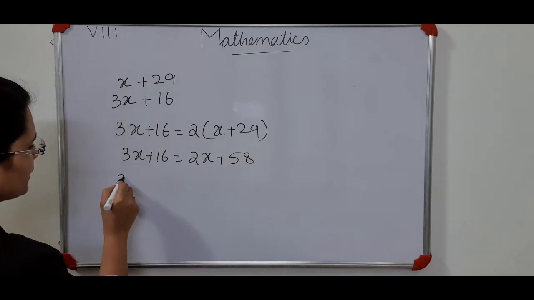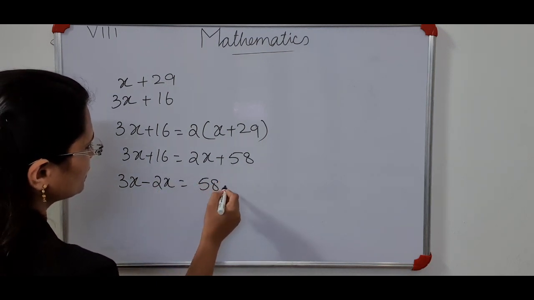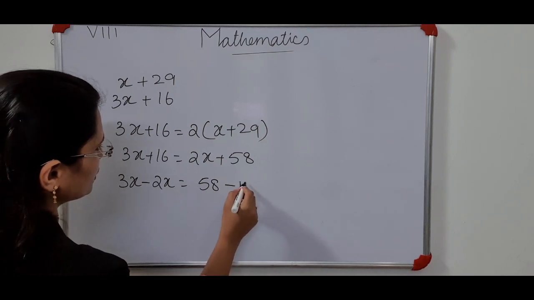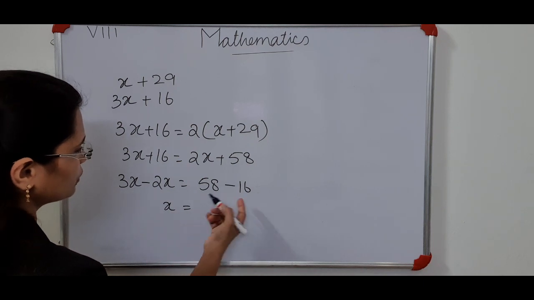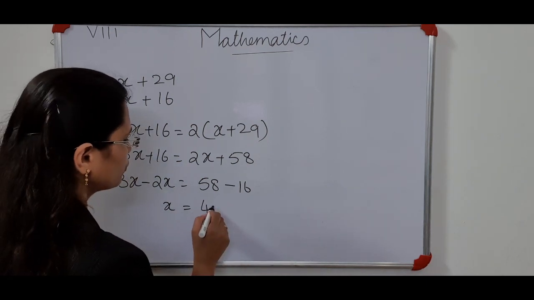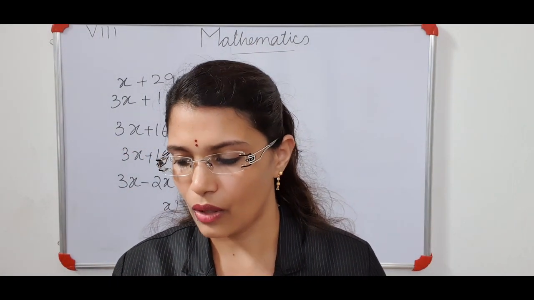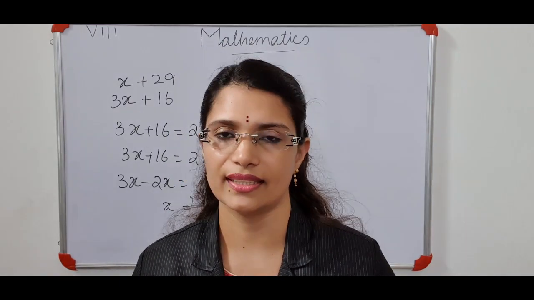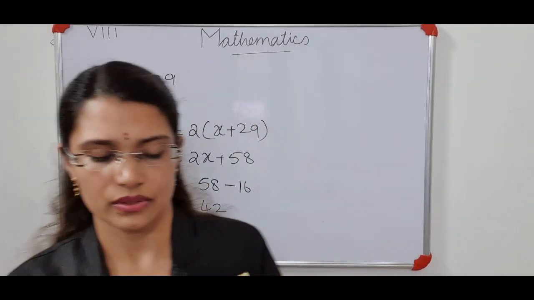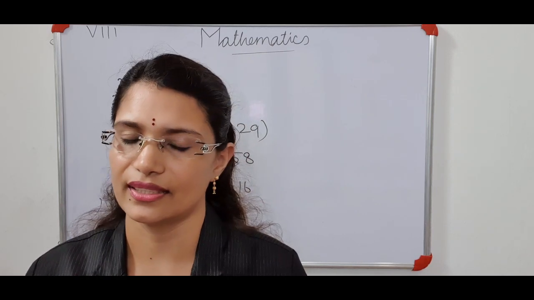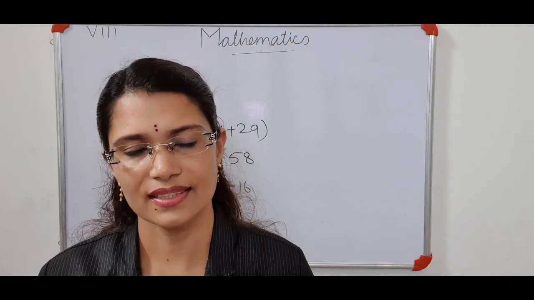Then take x terms together. 3x minus 2x is equal to this 58 plus 16 to right side, that means minus 16. So, 3x minus 2x equal to 1x. 1x means x is equal to 58 minus 16 is equal to 42. So, x is equal to 42. What is the question? How many women were there in the society at first? That is the question. So, x is equal to 42. So, number of women at first is equal to 42. Is this clear, children? You have to check it.